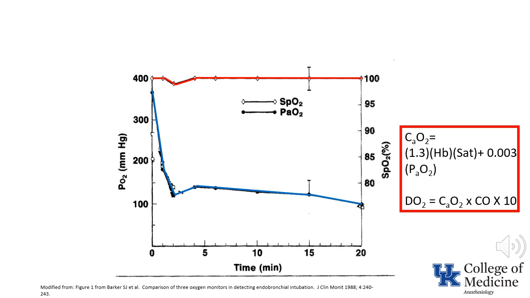With regard to oxygen delivery, since the pulse oximeter does not provide any direct information relating to either the hemoglobin concentration or the cardiac output, it is of limited usefulness in assessing oxygen delivery.